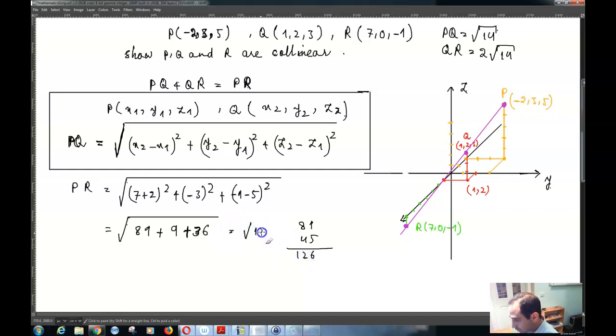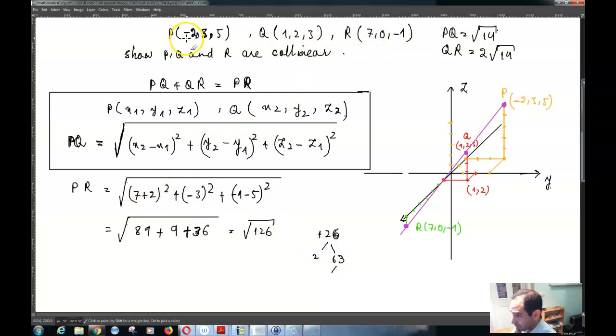This is the square root of 126, and the square root of 126 is equal to 2 times 63, and 63 is 3 times 21, right? I think we have made a mistake over here.